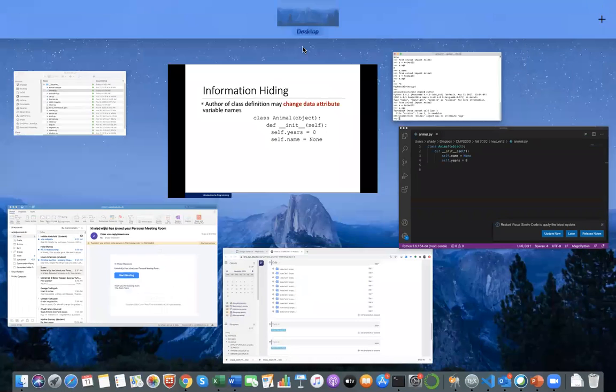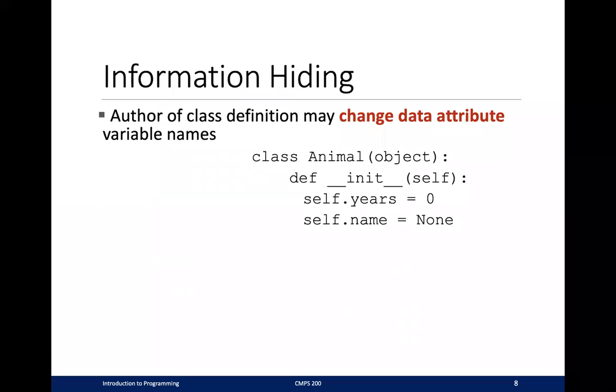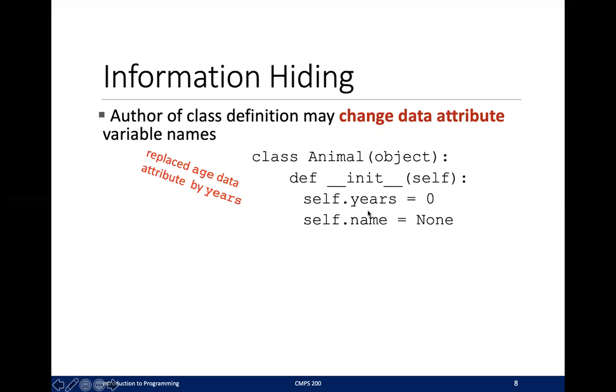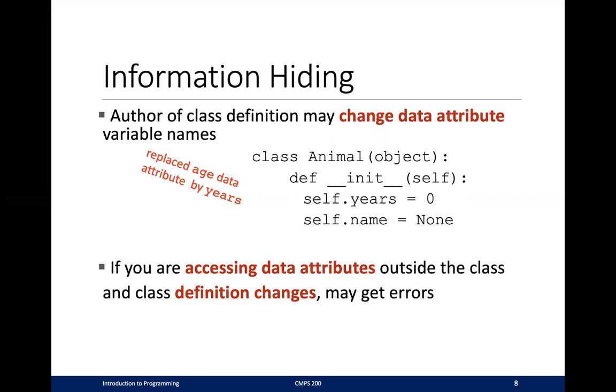So the whole point of information hiding is to allow an independence between the data attributes inside the class that is defined and the usage. Okay. So for instance, in this example, I replaced age by years. You don't know that. You're just using this class in your code, and I might have changed the name of the attribute.